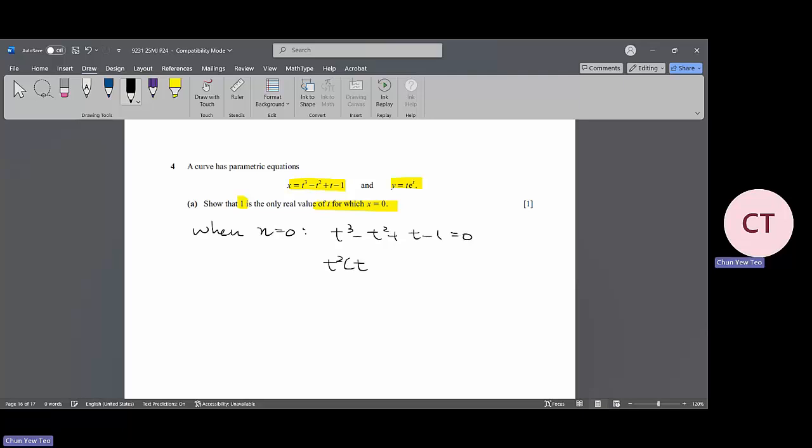We can actually factorize this one out. Then I factorize the t minus 1 out again, and I get t squared plus 1 equal to 0. I get t equal to 1 and t squared plus 1 equal to 0. So this is the solution. This one has no real solutions, so rejected.